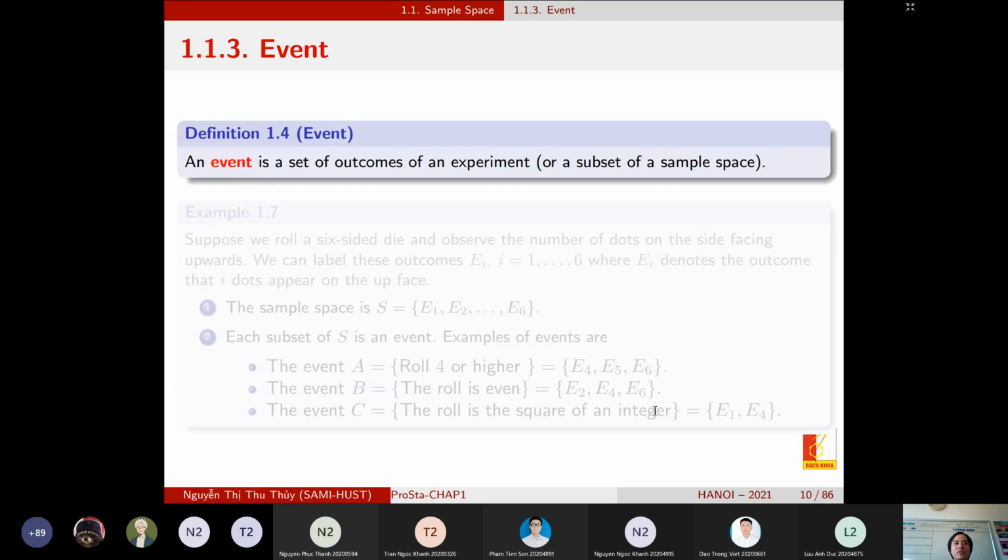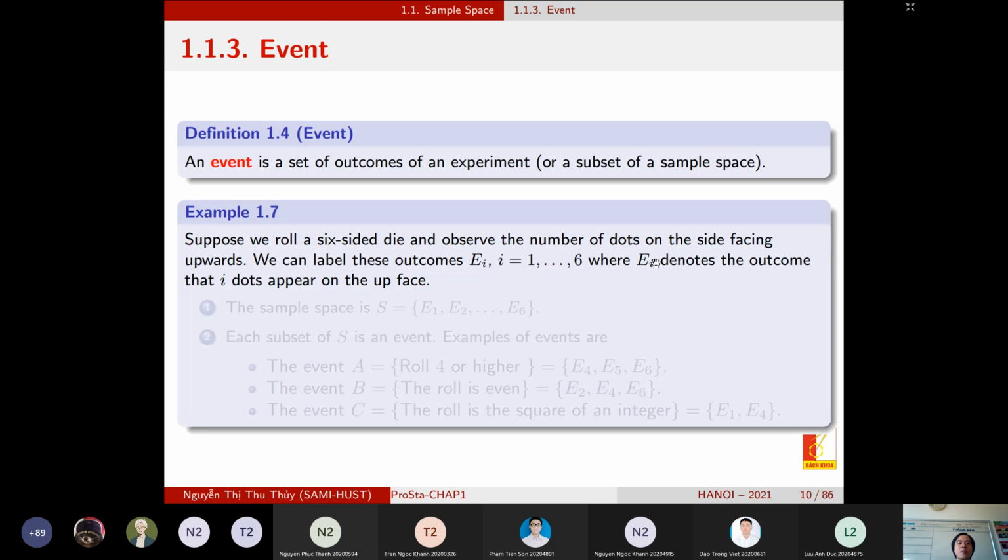And now we consider the definition of an event in an experiment. What is an event? An event is just a set of outcomes. That means it can be a subset of the sample space, or it can be the sample space itself.